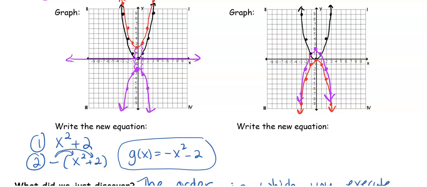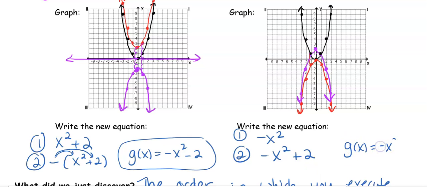Now the second one though, the first thing I did is I reflected. So I was now at negative x squared. I hadn't vertically shifted yet. Then I vertically shifted and added 2. I didn't have to distribute the negative that time because the negative came first, the vertical shift came second. So we notice that we have 2 very different equations. I guess not very different, slightly different, but it does make a difference on where my graph is.